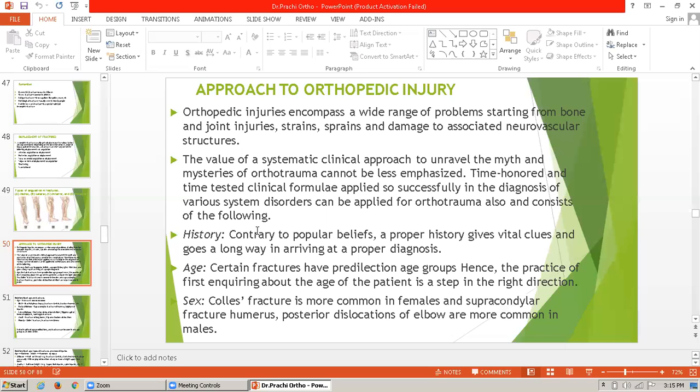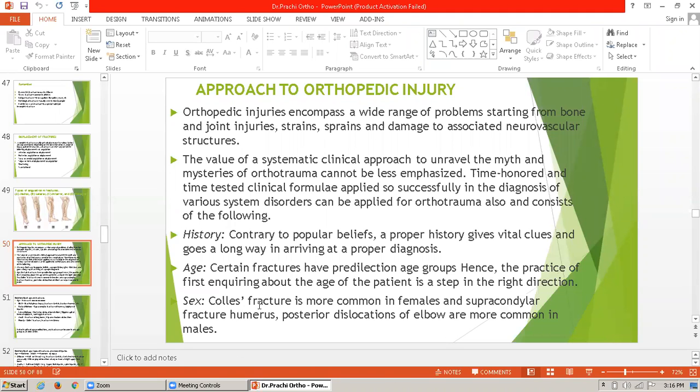consist of the following, firstly the history. So when the patient comes to our clinic, history is more important in the case of orthopedic injury. Contrary to popular belief, a proper history gives vital clues and goes a long way in arriving at a proper diagnosis. Then second is age. Certain fractures have a predilection for an age group, hence the practice of first inquiring about the age of the patient is a step in the right direction.